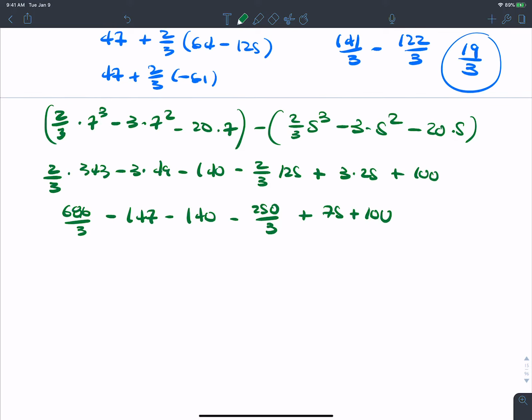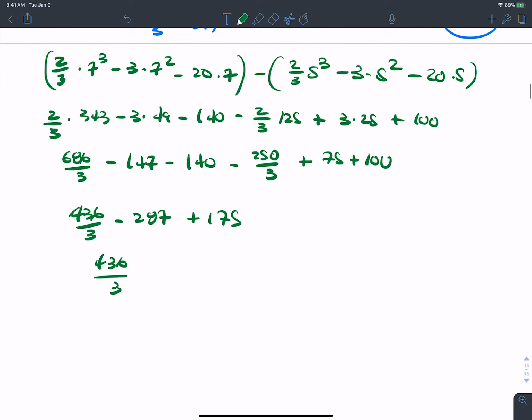Well, we can do the fractions first, right? So what's 686 thirds minus 250 thirds? Isn't that going to be 436? Yes. 436 thirds. And I'm going to do this. This is minus 287, right? Plus 175. So I get 436 thirds now. Minus, what's the difference there? Do you guys know? Is that 112?